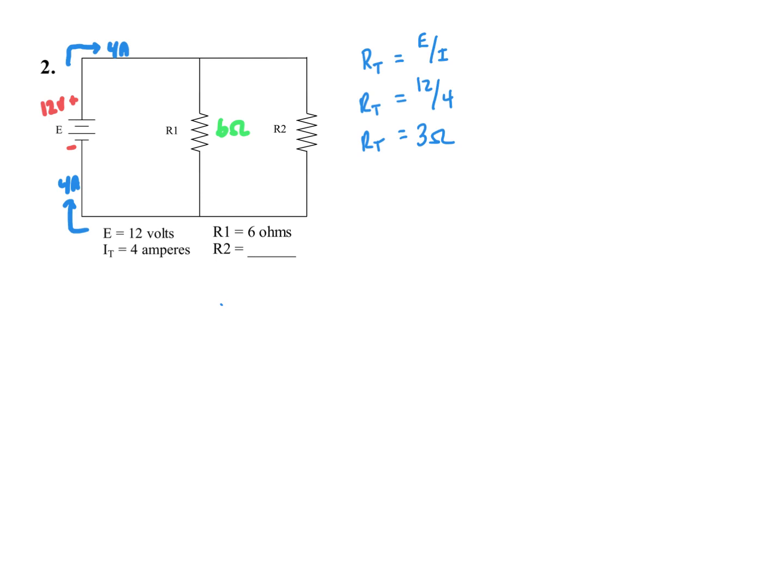Now, once I know that, I can now use Ohm's law and try to solve this whole unit. So let's take a look. If I went 1 over RT is equal to 1 over R1 plus 1 over R2, which is our parallel circuit formula, and I plug in my knowns. Now I know resistance total, we just said, is 3. R1 in this case is 6. And R2, we don't know. That's the one we're trying to solve for.